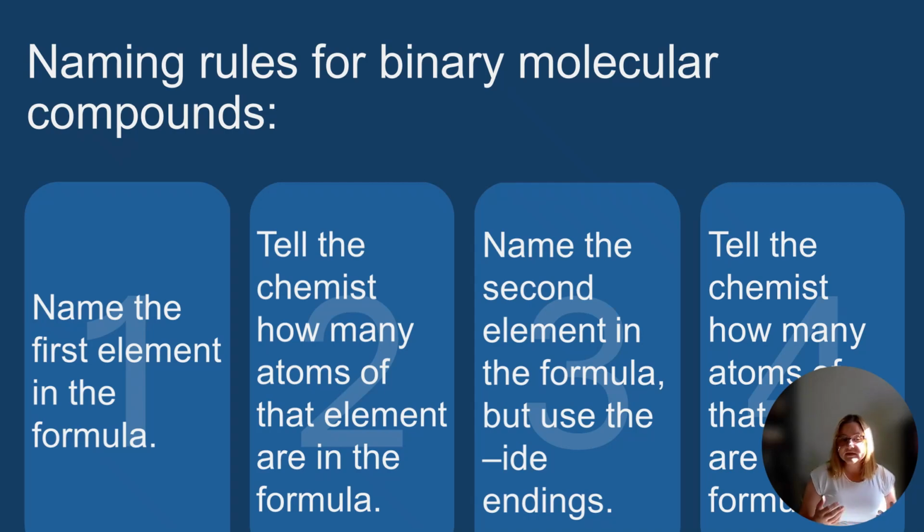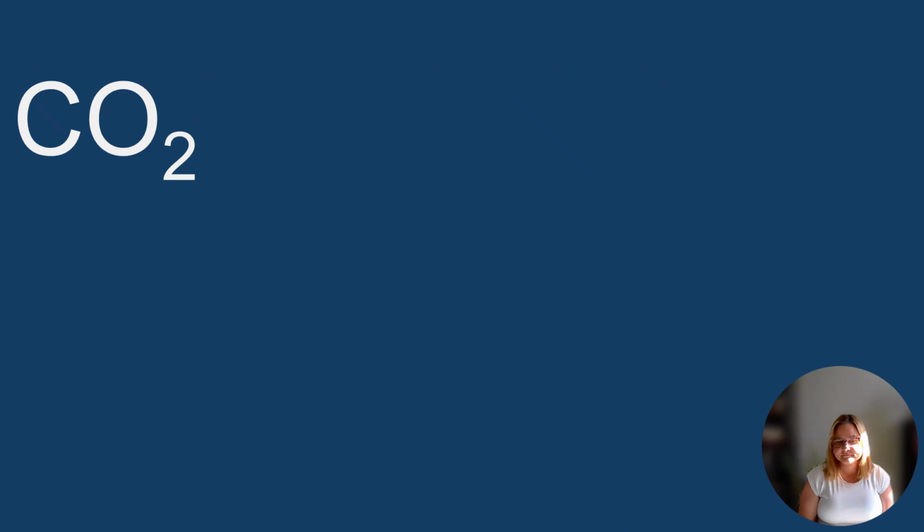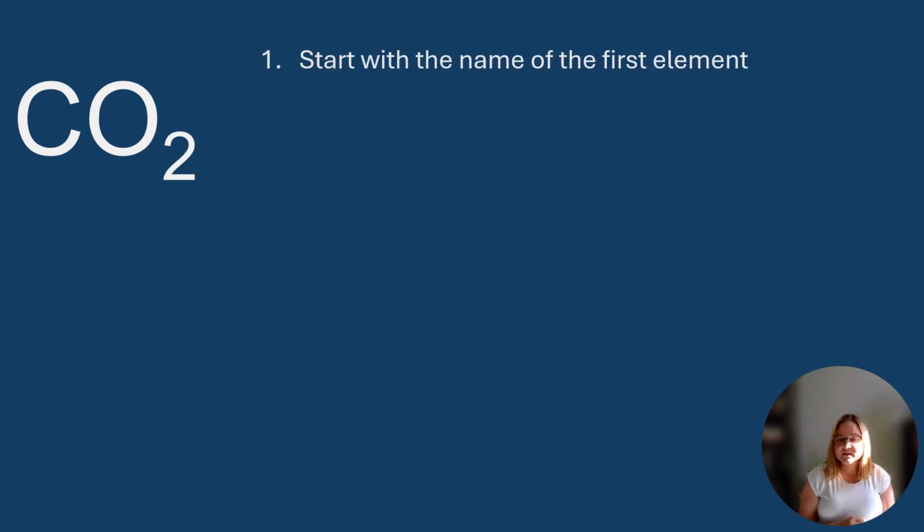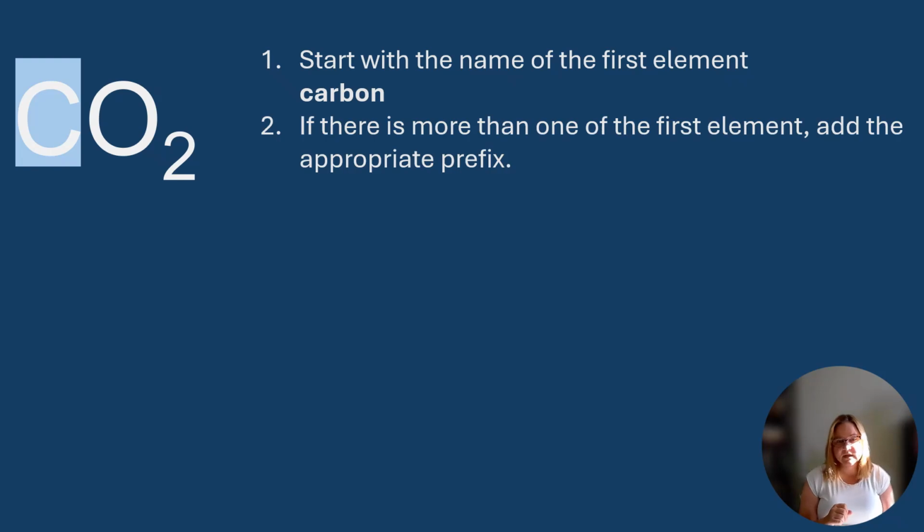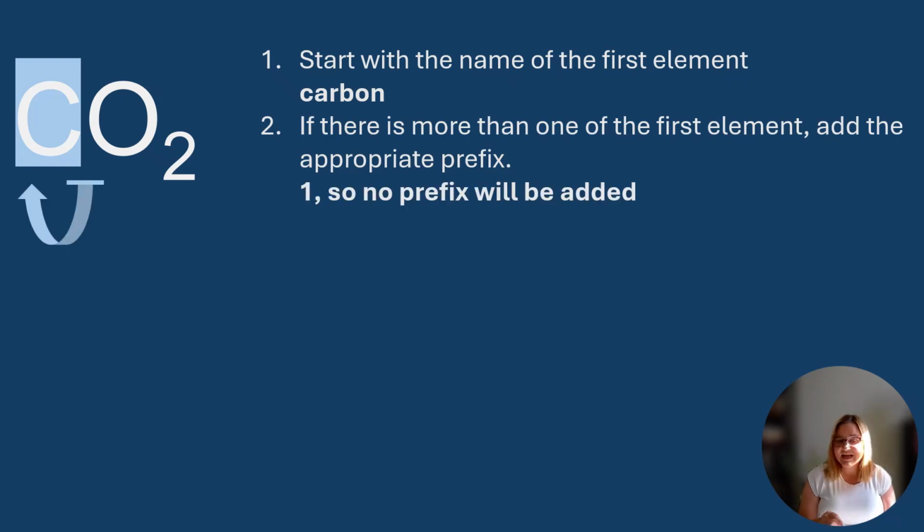These rules are given in the content page, and I suggest you pull that page up while we are naming these 4 compounds so that you can get better used to the systematic process. Our first element is carbon, so we will start there. There's only one of this first element, so we will not need a prefix in front of the carbon.